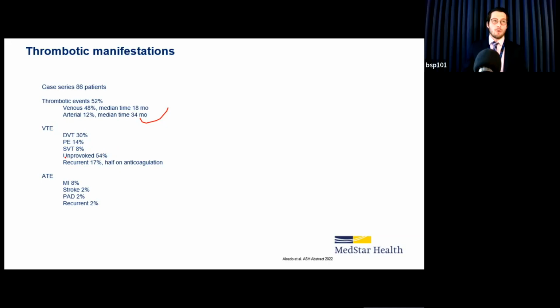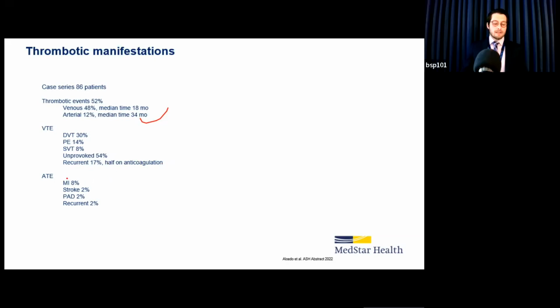usually had it unprovoked. So for whoever is familiar with the management of anticoagulation, when you have an unprovoked event, you always wonder if you should keep these patients on anticoagulation forever. So this is an ongoing question in the VEXAS community. And some of these patients, about 17%, even had recurrent events when they were on anticoagulation. So we're also trying to figure out why this is happening and what is the ideal anticoagulant for them.